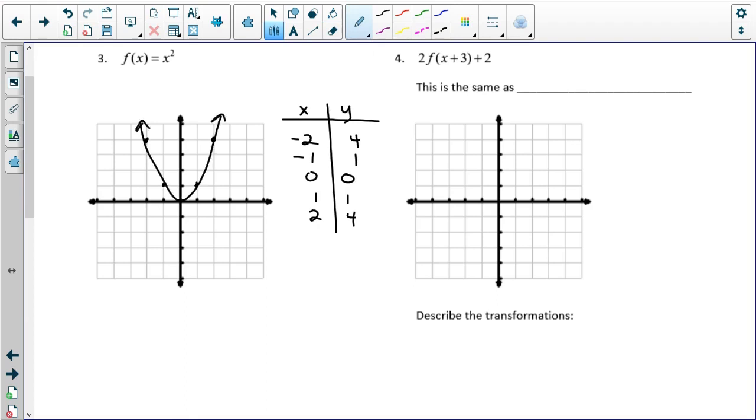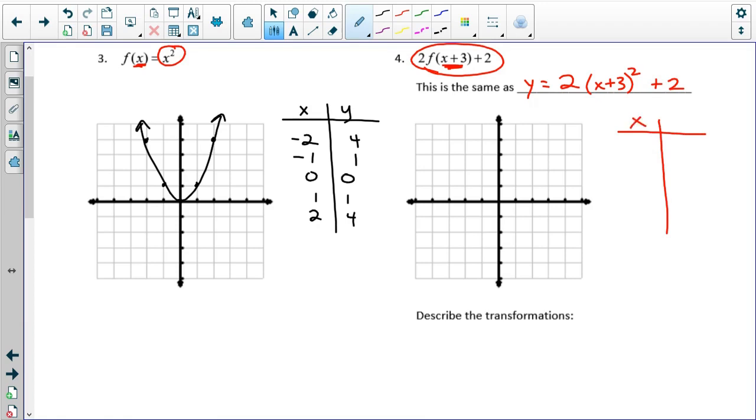So there's the parabola. Now, if I look at this function, f of x in this problem is x squared, so I can replace this essentially with some kind of x squared graph. So this is going to be y equals 2 times x plus 3 squared. Notice that x plus 3 replaces x in the function. That's what we learned in the functions part of the unit. So 2 times x plus 3 squared plus 2.